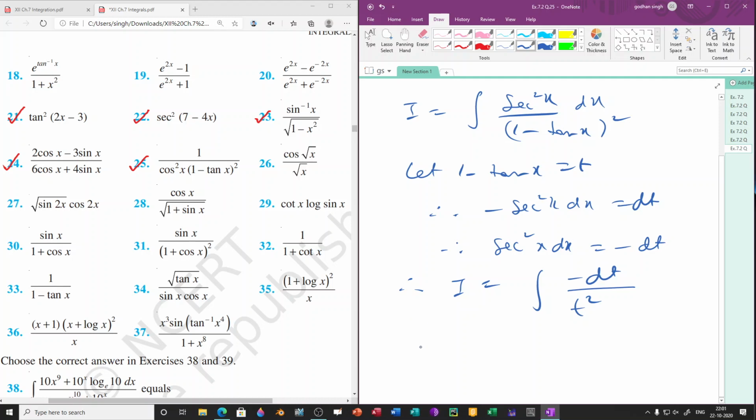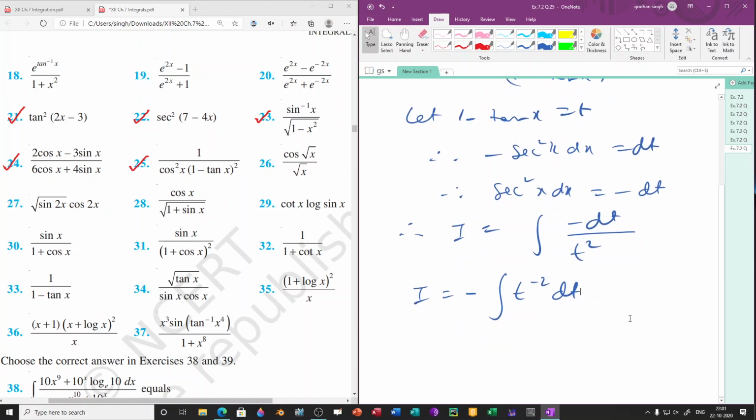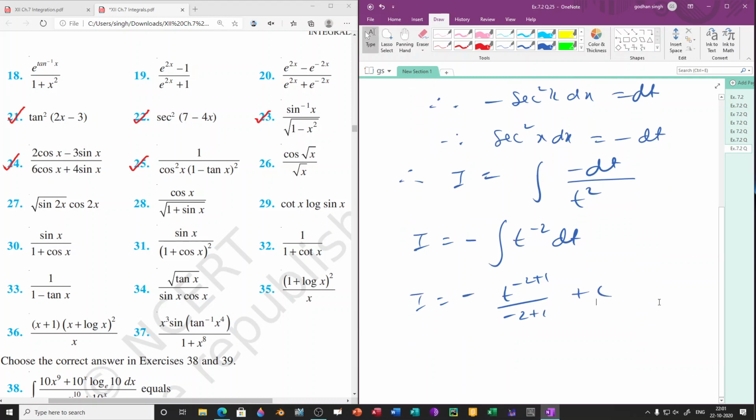So further we can solve it as I equals, minus can be taken out of the integration, dt, and this 1 by t square can be written as t raised to minus 2 dt. Now this is in the standard form of x raised to n. So integrating it, I equals minus t raised to minus 2 plus 1 over minus 2 plus 1, plus c. And minus 2 plus 1 is minus 1, and the minus is already here, so it will become plus. So I equals t raised to minus 2 plus 1, that is t raised to minus 1, so that is 1 by t plus c.